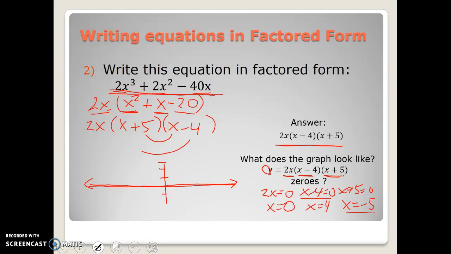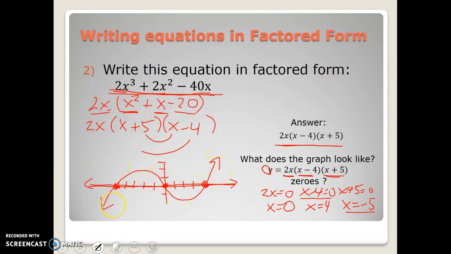So in other words, when x is 0, y is 0. When x is 4, y is 0. When x is negative 5, y is 0. So it's going to hit the x-axis in those 3 places. And you can tell when you graph this that the actual graph is going to do something like this.